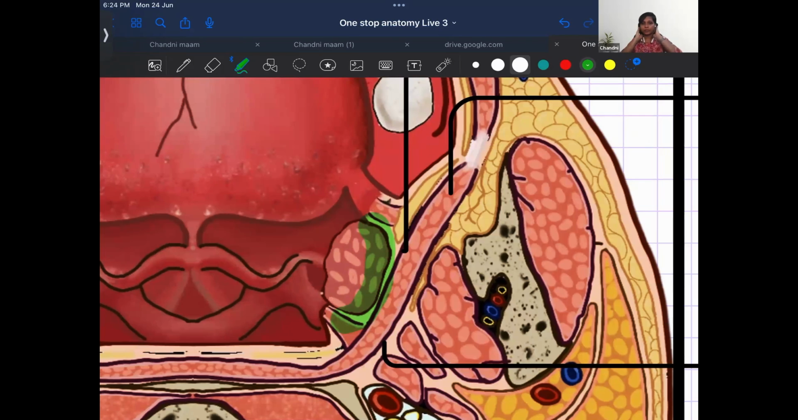One important muscle is the uppermost circular muscle of the pharynx. What is that called? Chat box. Anybody? Superior constrictor. Fantastic. Okay.